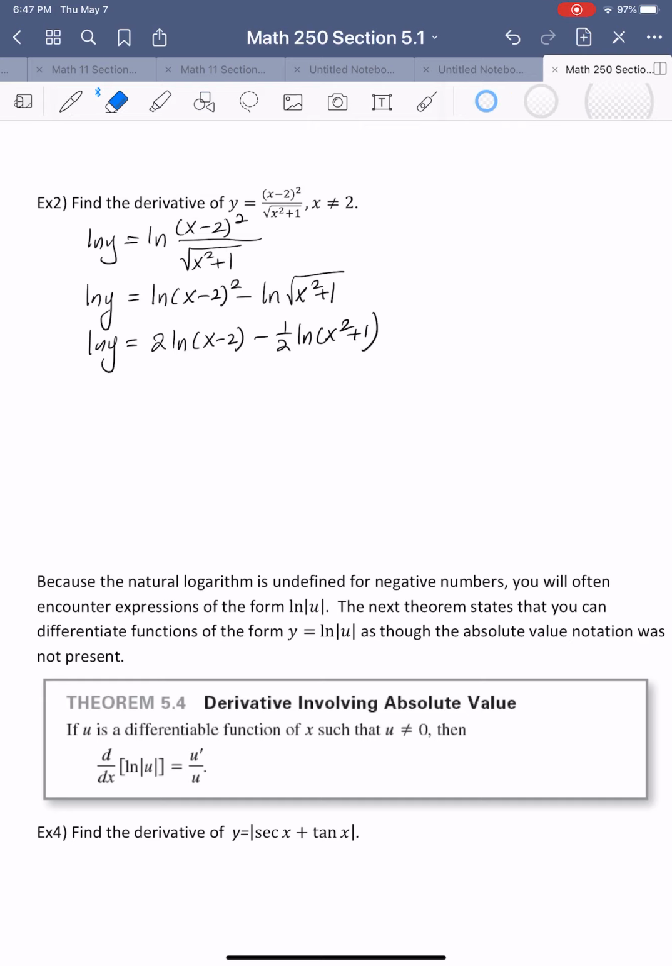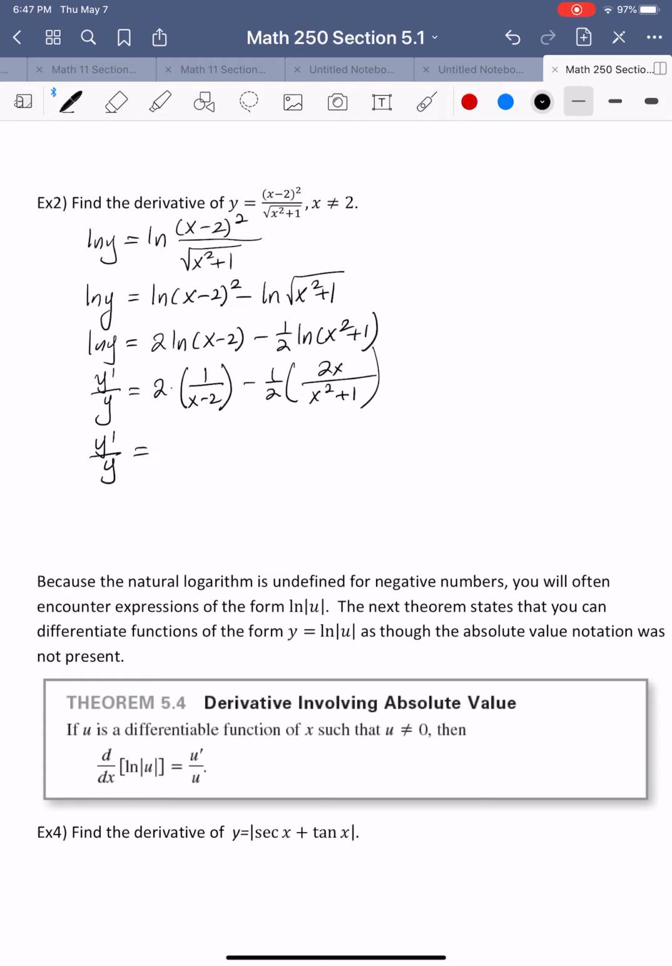Now I want to take the derivative of both sides. So it's going to be y prime over y, which is 2 times, if u is x minus 2, then u prime is 1, so 1 over x minus 2, minus half times, u prime is 2x over x squared plus 1. Now simplify this. You need to actually find the LCD to multiply together. You get x squared plus 2x plus 2 over x minus 2 times x squared plus 1.